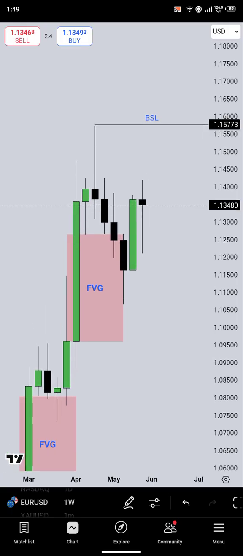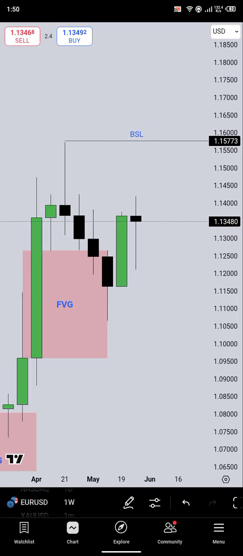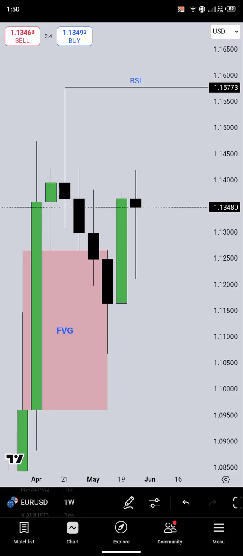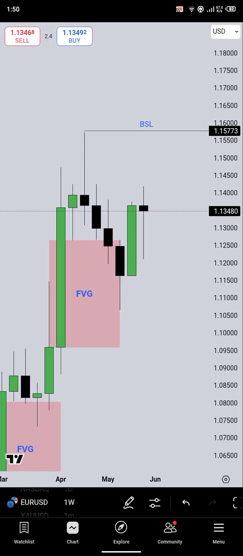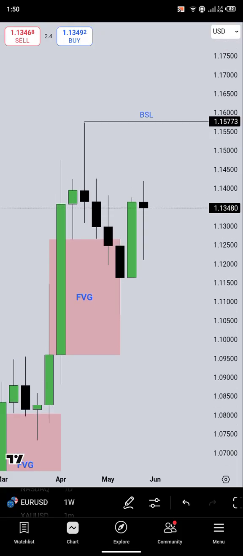Yes, and notice something. When we dipped into this fair value gap on the weekly time frame, notice this weekly candle, we had a massive push to the upside, which is indicating that I think this is a change of state of delivery. Because market moves from internal range liquidity to external range liquidity, and external range liquidity to internal range liquidity, and so on and so forth. So market has dipped into this fair value gap.